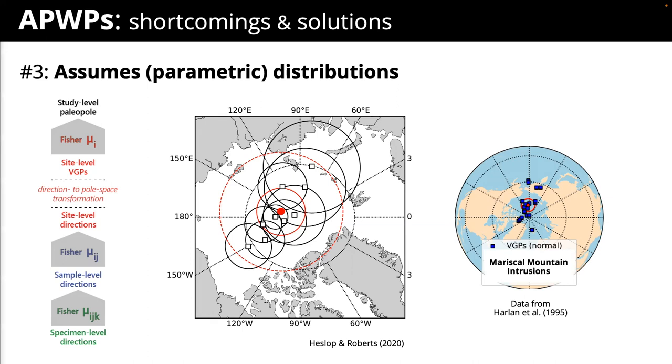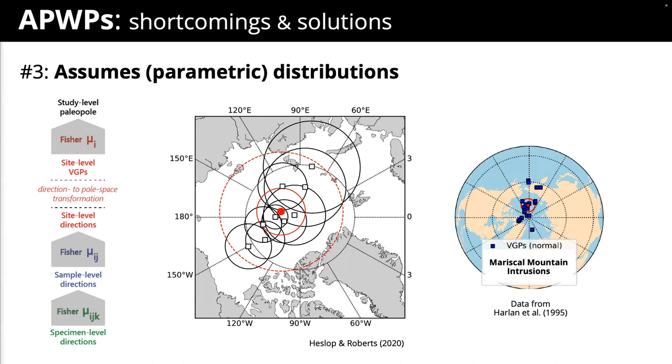It's highly elongated, right? So this is probably not, and this is not in any way to minimize what Heslop and Roberts have done. And in their paper, they rightly point out that this data set's probably not the best one to be working with. But this is a good indication of the fact that these parametric uncertainties are not always a good starting point, right?